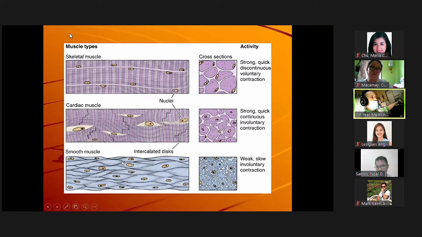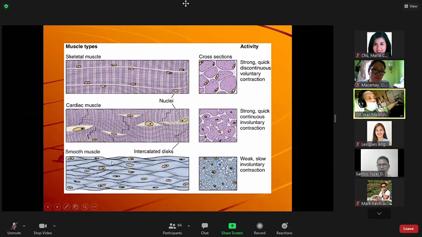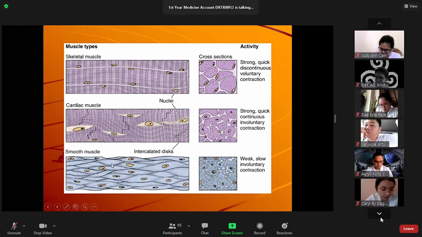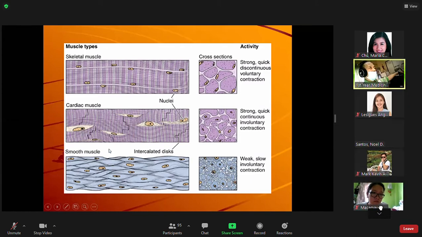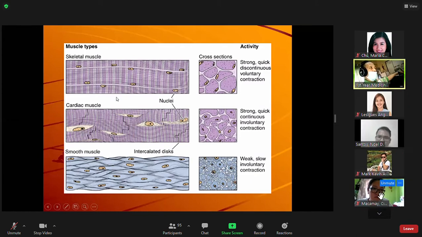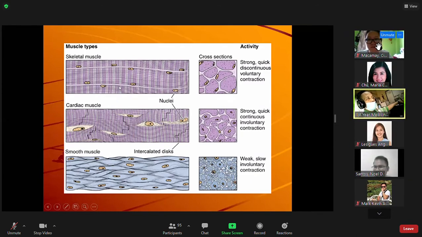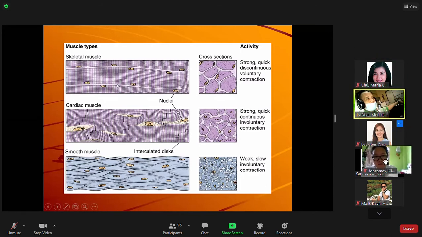Smaller, smaller. So that is fusiform. The shape is fusiform. The nuclei are centrally located. It is non-striated. Now going to its function, the skeletal is what? Is this voluntary or involuntary?